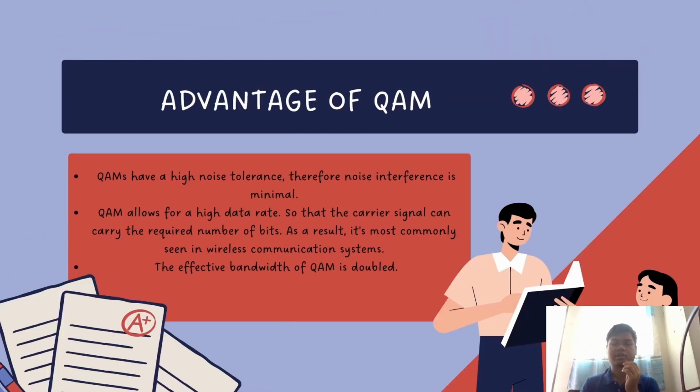The advantages of QAM. There are 3 key advantages. That is, QAM has a high noise tolerance, therefore the noise interference is minimal. Next, QAM allows for a high data rate, so that the carrier signal can carry the required number of bits. As a result, it is most commonly seen in wireless communication systems. The last one, the effectiveness of the bandwidth of QAM is double.